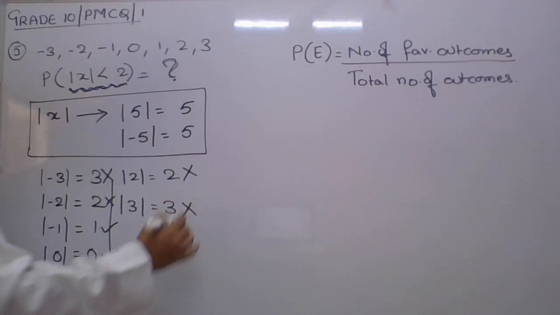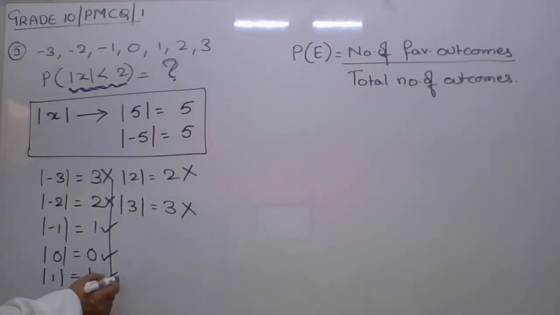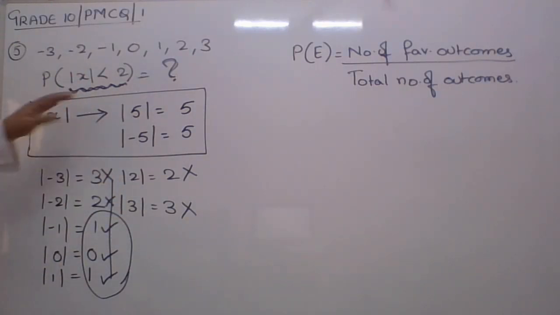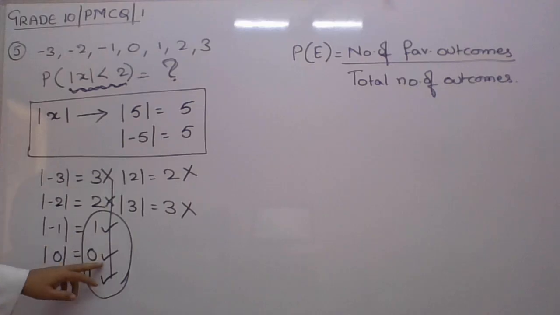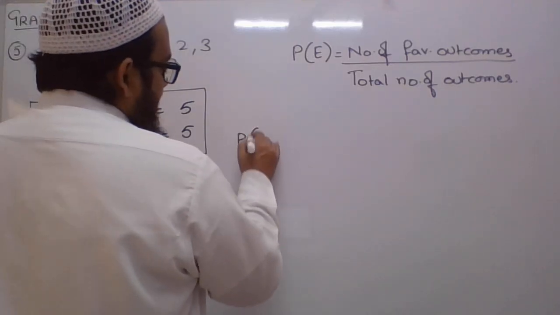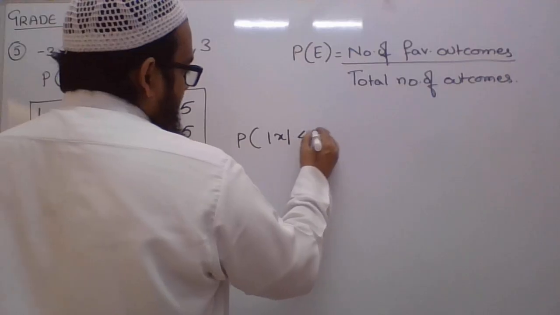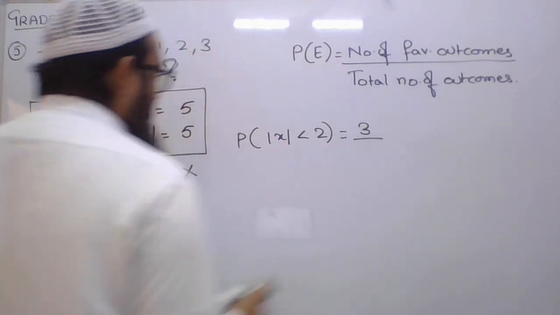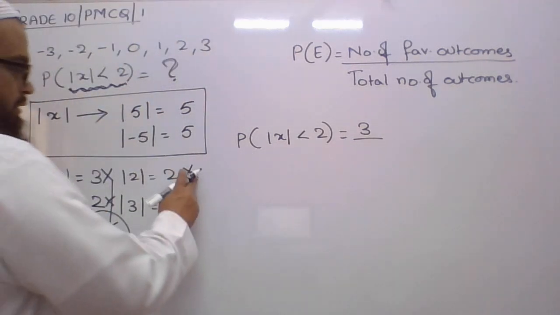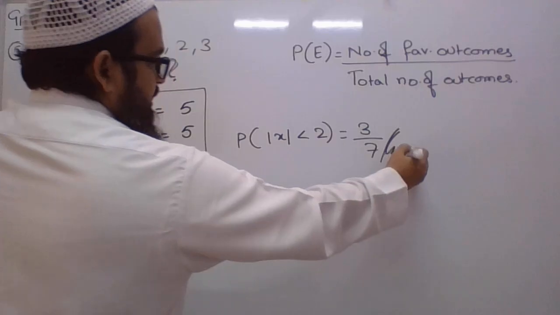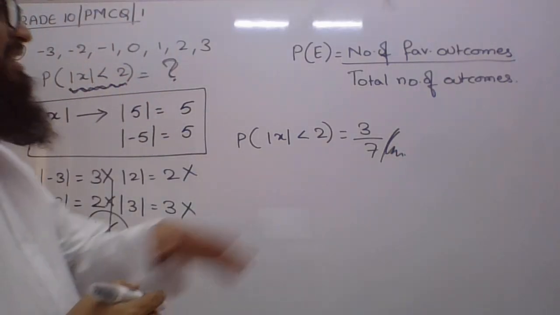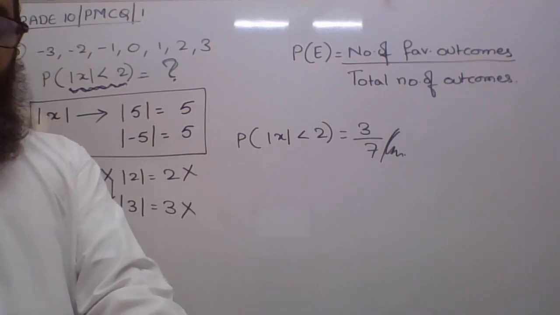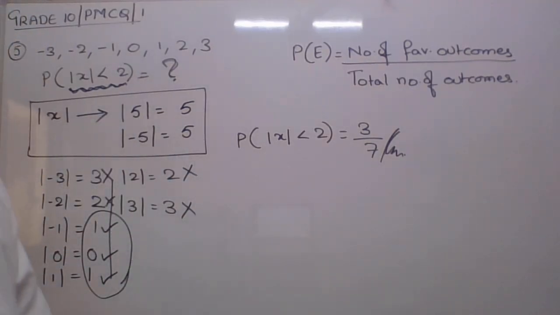3, no, it is not less than 2. So how many outcomes are favorable to our question? Understood? How many are there? 3. So therefore, probability of mod x being less than 2 is equal to 3 favorable outcomes divided by the total number of outcomes, 7. So the answer is 3 divided by 7. So the concept, please remember this concept. Understood? Don't count with fingers, okay, you will make mistakes. Let us see the next question.